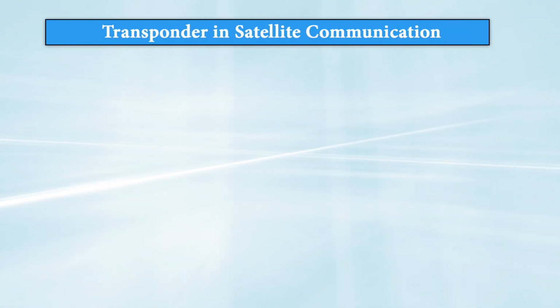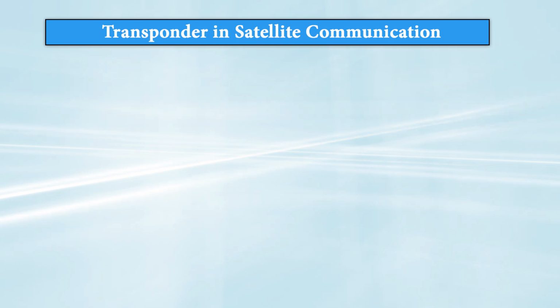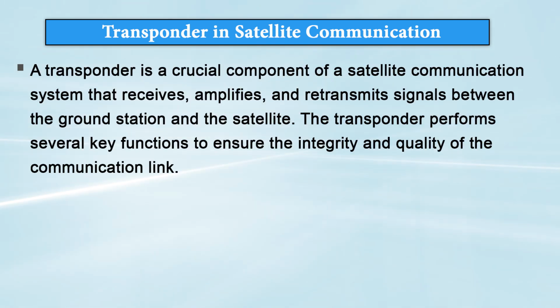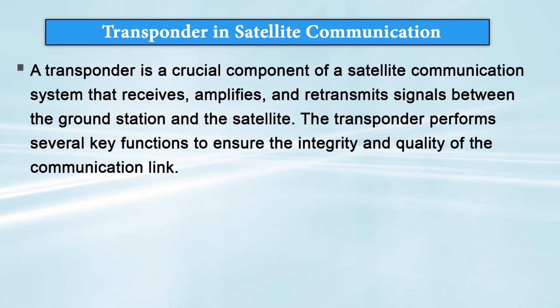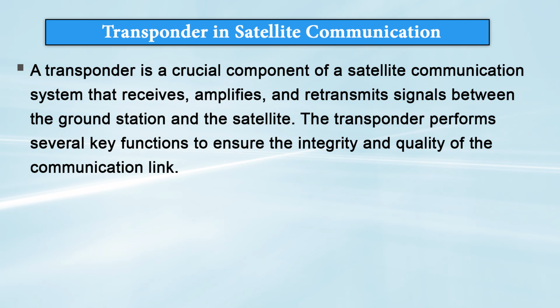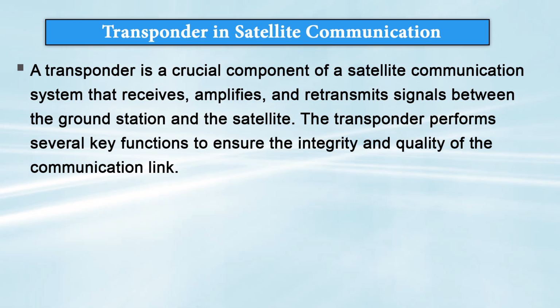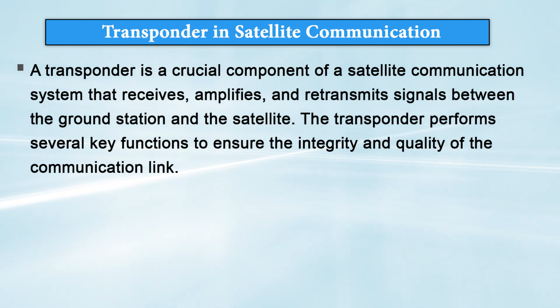Then coming to the very important one, that is the communication subsystem. The communication subsystem is also known as the transponder. Operation of this system is very crucial, because this is the earning part, whatever expenses we have incurred on the satellite. So, this is the subsystem from which the earning is done. So, the communication subsystem, which is also known as the transponder.